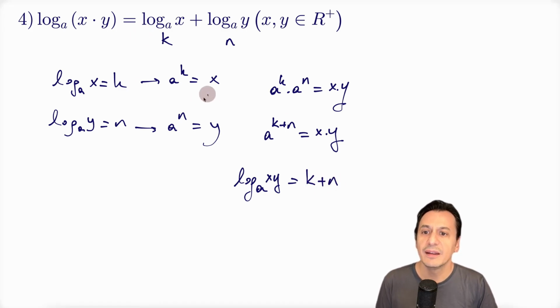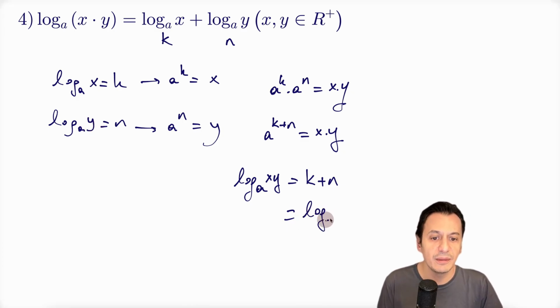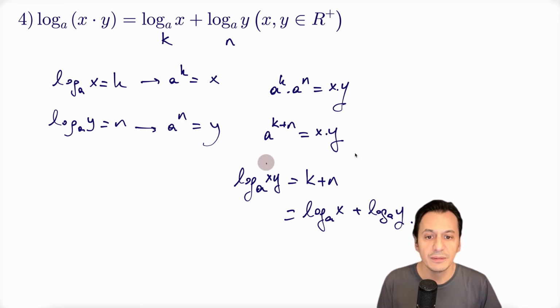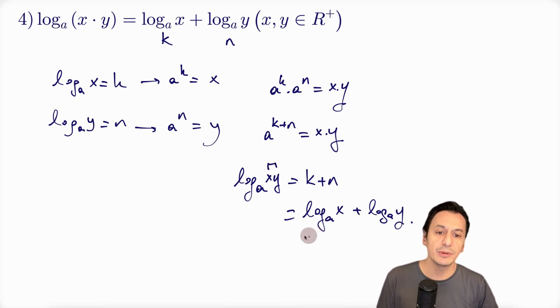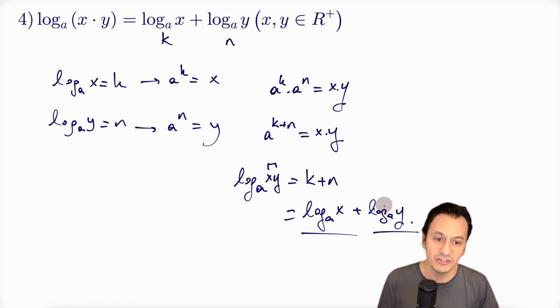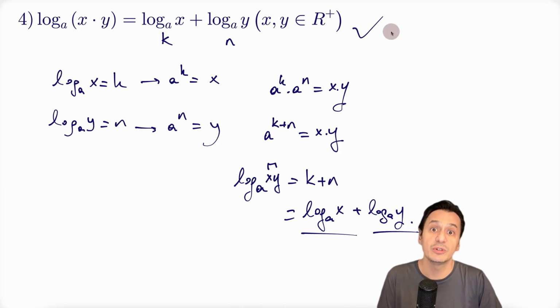Now it's k's turn. And instead of k and n, let me write the substitutions I initially made. So what was k equal to? Logarithm base a of x. And n was logarithm base a of y. Let's substitute these in. Logarithm base a of x plus logarithm base a of y. So I've derived this rule as well. So if there is a multiplication inside my logarithm, it can be written as the sum of logarithms. Or conversely, if you have such a sum, you can write it as a multiplication. We've covered this rule as well.